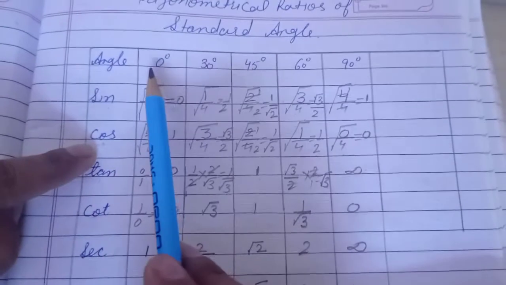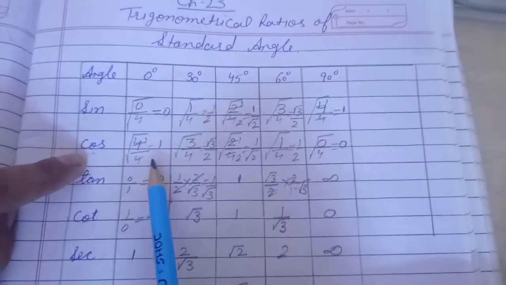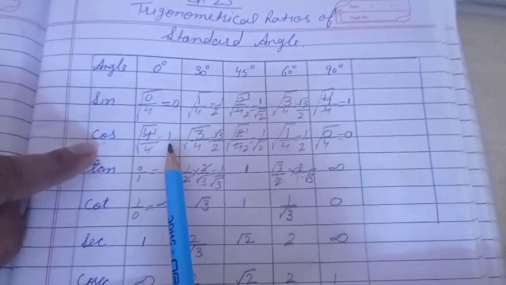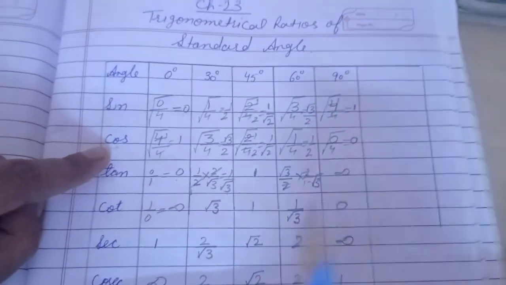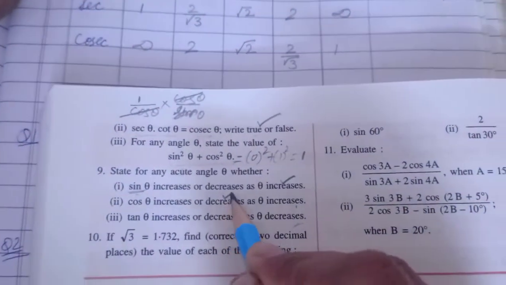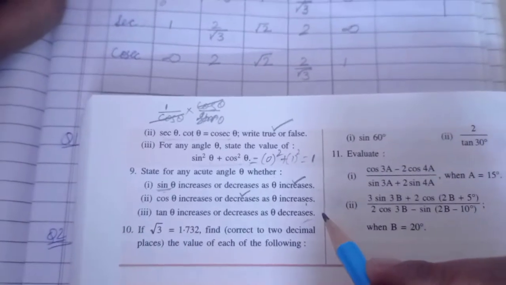Cos theta, as the angle increases, is cos theta increasing or decreasing? The initial value is 1, the final is 0. That means the value of cos theta is decreasing as theta is increasing.